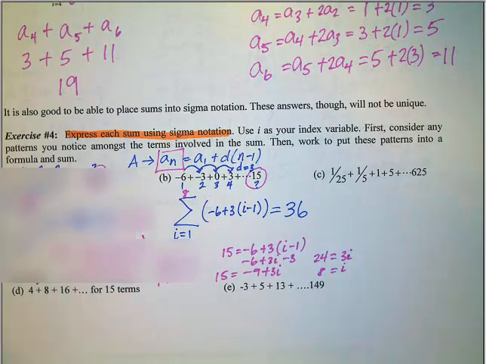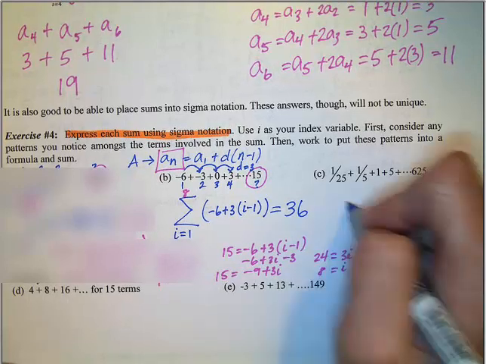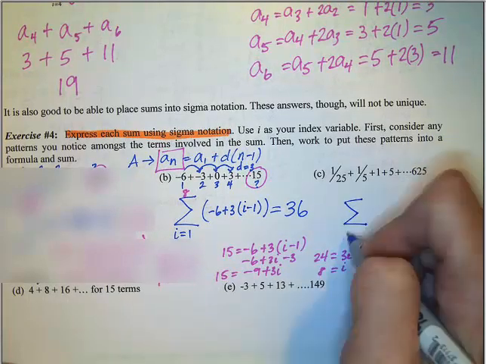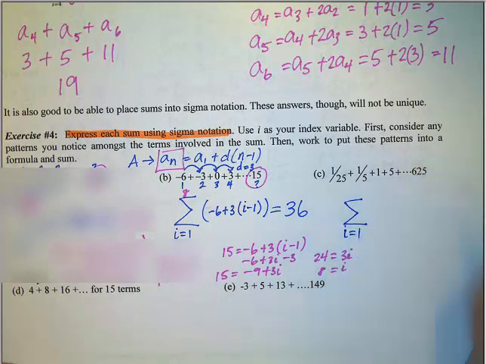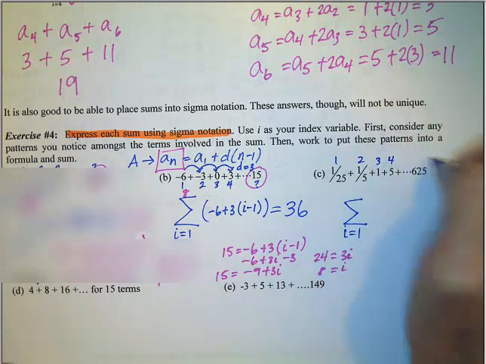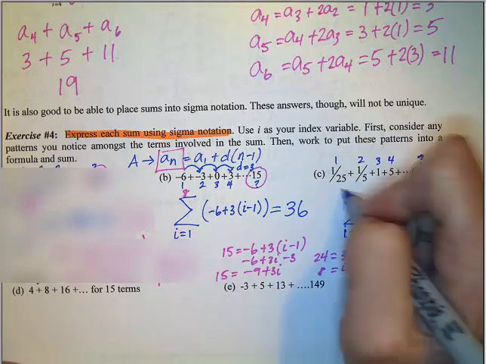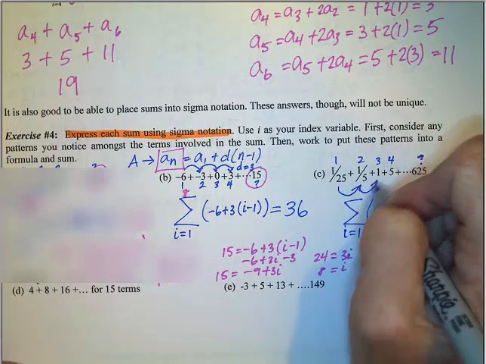So let's try C. So again, we have a summation. We're going to start with our first term. We don't know what term this is. This was our first, second, third, fourth. We don't know. So we're going to have to do some math to find out. Let's find our explicit formula. So what are we doing? Are we adding or are we multiplying?